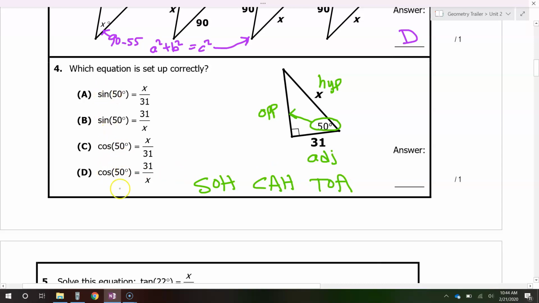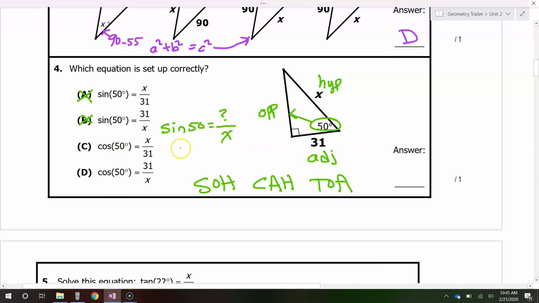All right, we've got sine and cosine here, so let's just set those up. Sine is opposite over hypotenuse. So if I was doing sine, I would go sine of the angle circled, which would be 50, is equal to opposite over hypotenuse. There's nothing there. We don't know the opposite side. So right away, I know that sine is not going to be the answer. So I know that A and B are wrong because there is nothing on the opposite side. So there's no way we could do sine. All right, so that's no good.